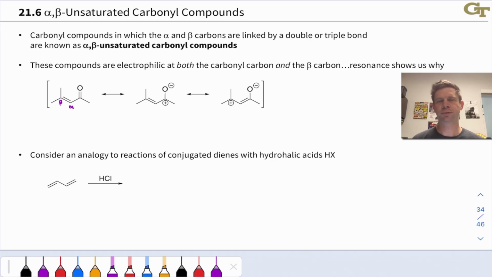When a carbonyl group is in conjugation with a carbon-carbon double bond, the resulting structure is called an alpha-beta unsaturated carbonyl compound. This is because, relative to the carbonyl group, the alpha and beta carbons are unsaturated. They're linked by a carbon-carbon double bond. And these compounds are unique due to the electron withdrawing properties of the carbonyl group. They're electrophilic not just at the carbonyl carbon, but also at the beta carbon.